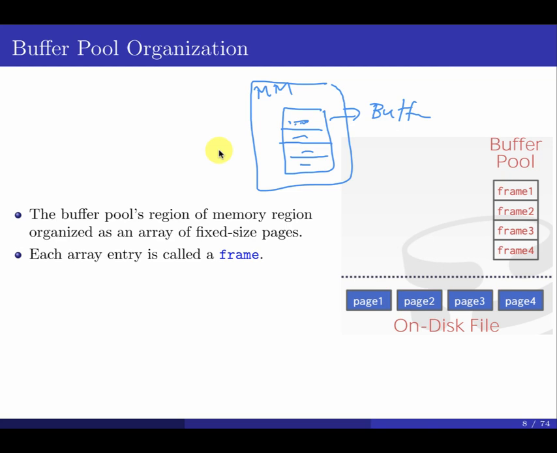The size of the frame is equal to the size of the disk page, but we need a way to distinguish them. If you use frame or page, people may get confused: oh, what do you mean, is it the main memory, the disk, or the buffer pool? So that's why we're going to use frame. There's an entry for every single entry inside this array. Make sense? Good.